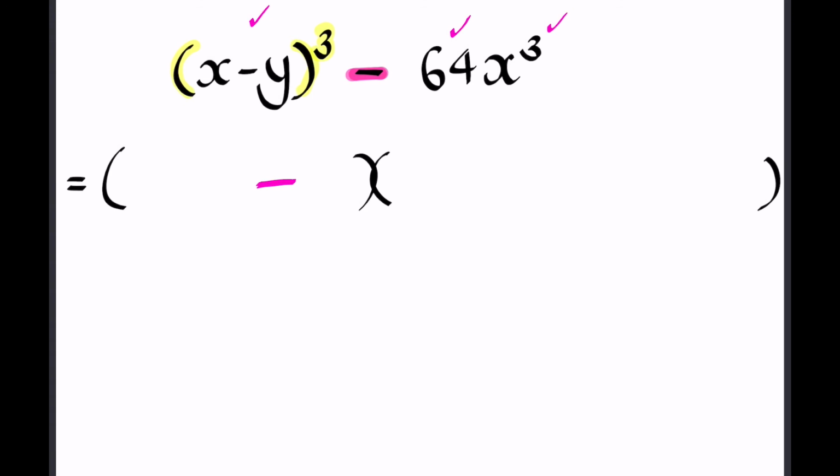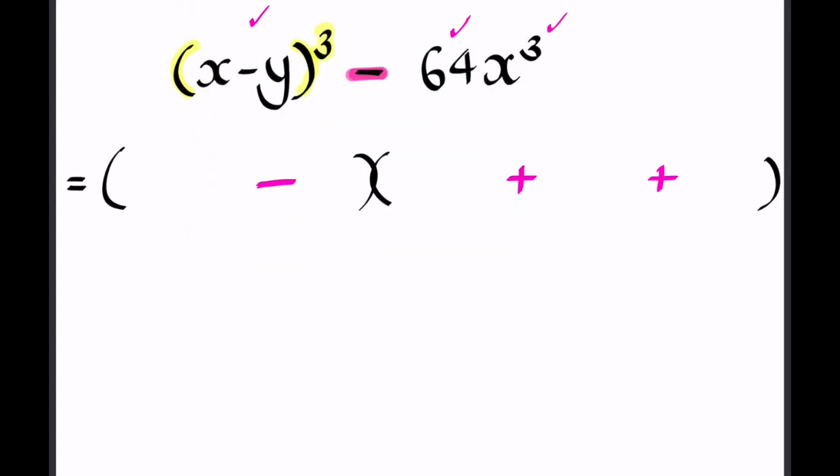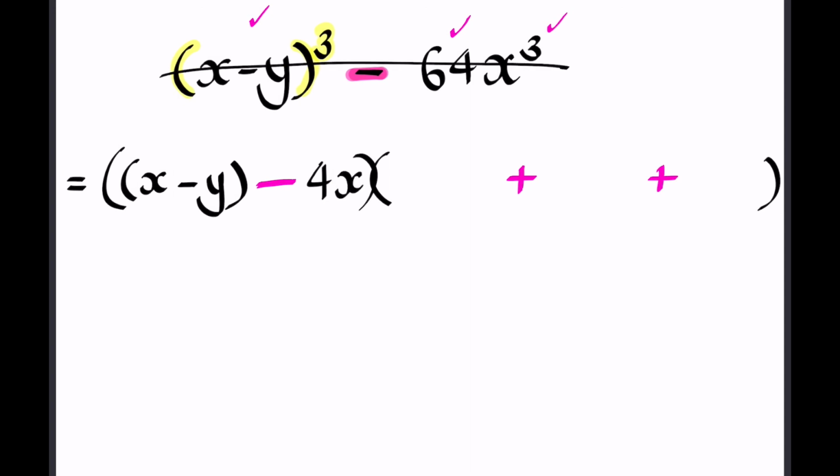Then my first sign in my second bracket is opposite whatever I've just written down. So I've just written down a minus, which means that the first sign here will be a positive. And the last sign is always a positive. So now I'm going to cube root my two terms. The cube root of x minus y cubed is x minus y, and I'm just going to keep it in brackets. The cube root of 64x cubed: the cube root of 64 is 4. The cube root of x cubed is x.